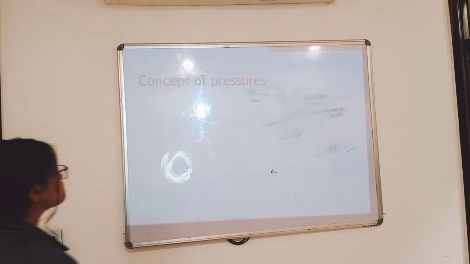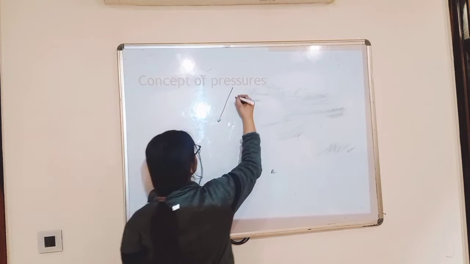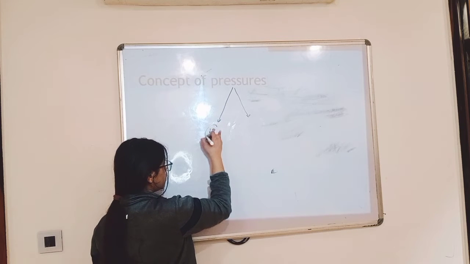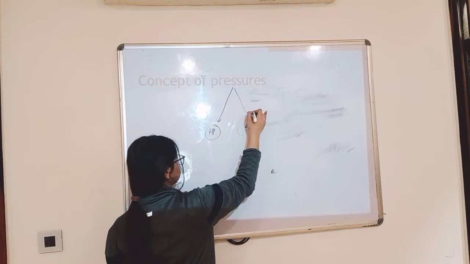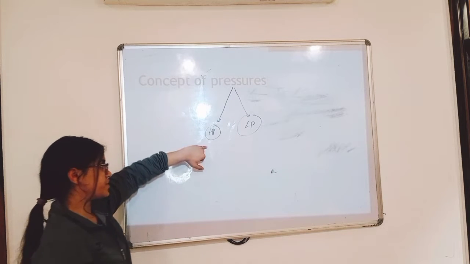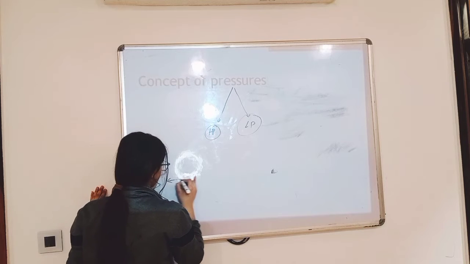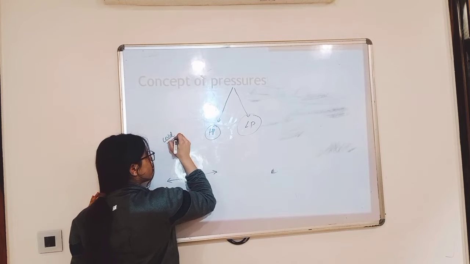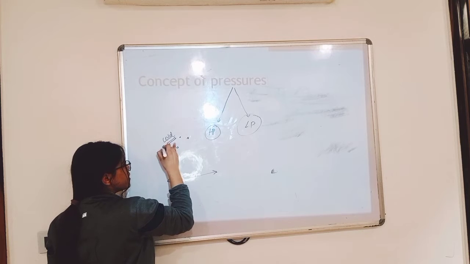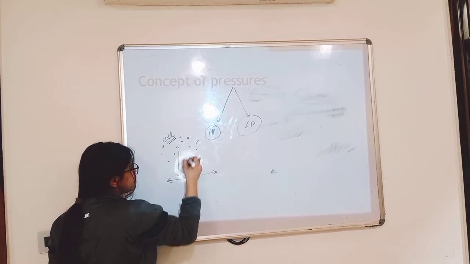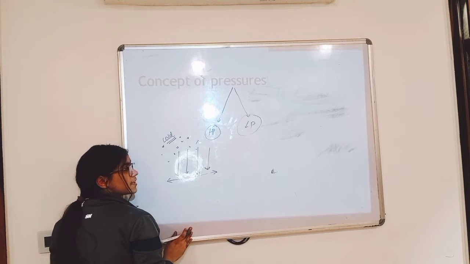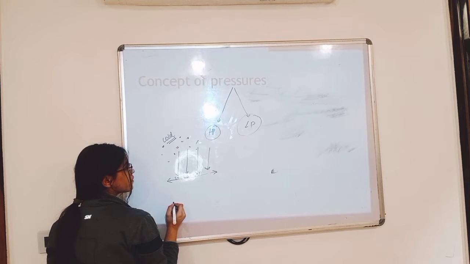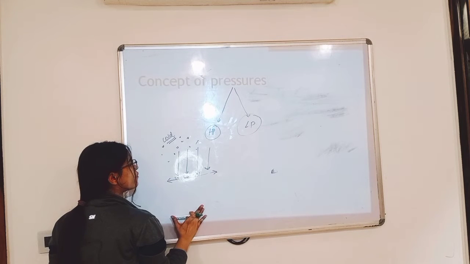Concept of pressure. Pressures are of two types: we have a high pressure, and we have a low pressure. A high pressure, what happens, as I told you, if this is my earth and it is very cold over here, the air will settle down in the form of snow. Correct? The air will settle down in the form of snow.